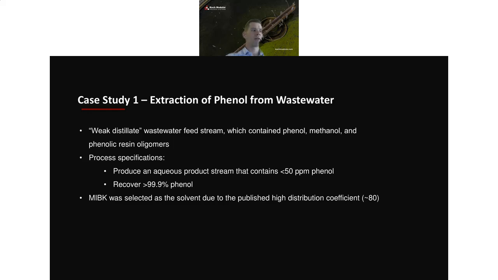It contained phenol, methanol, and phenolic resin oligomers. The process specs were to generate an aqueous product stream that contained less than 50 parts per million phenol and also recover greater than 99.9% phenol. MIBK was selected as a solvent due to the published high distribution coefficient. If you look in DECHEMA, you'll see 80 for the distribution coefficient using MIBK to extract phenol out of water.